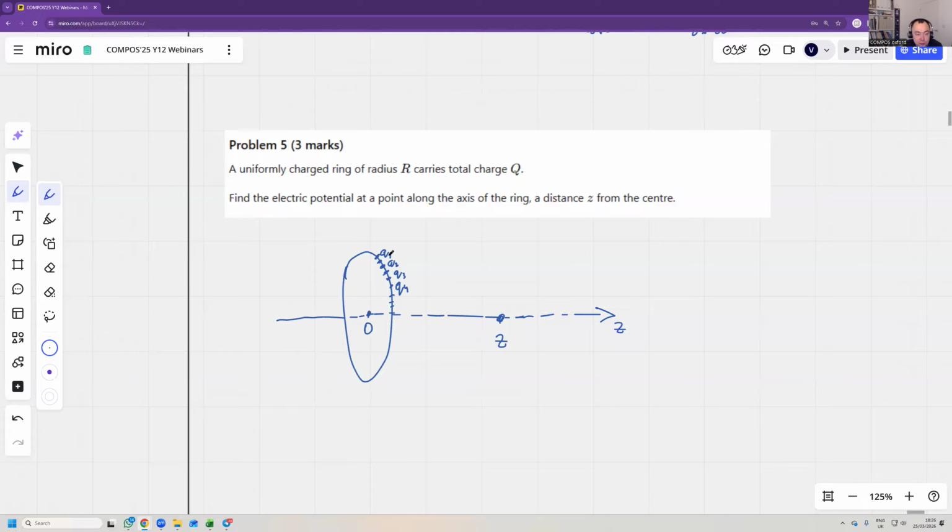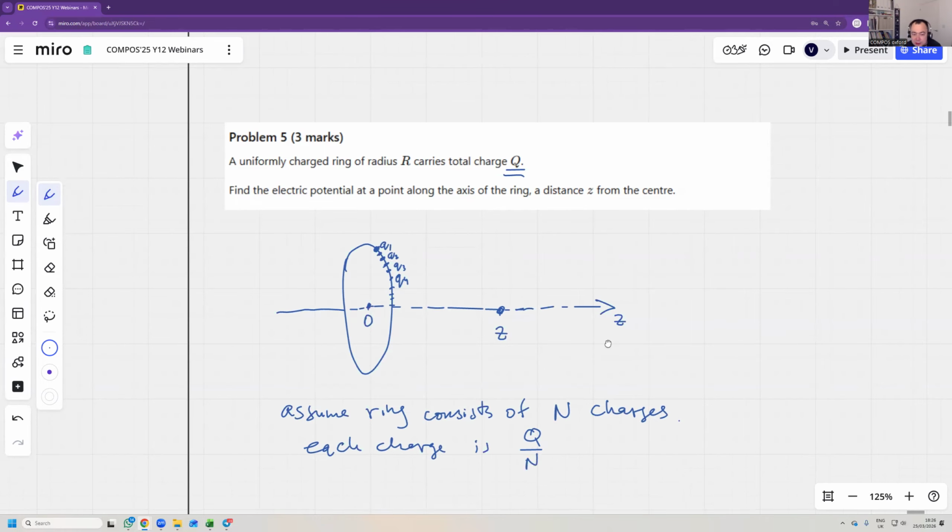Okay. For the first point charge, well, the total charge is Q. So if we assume the ring consists of n charges, each charge is Q over n. I hope that makes sense.